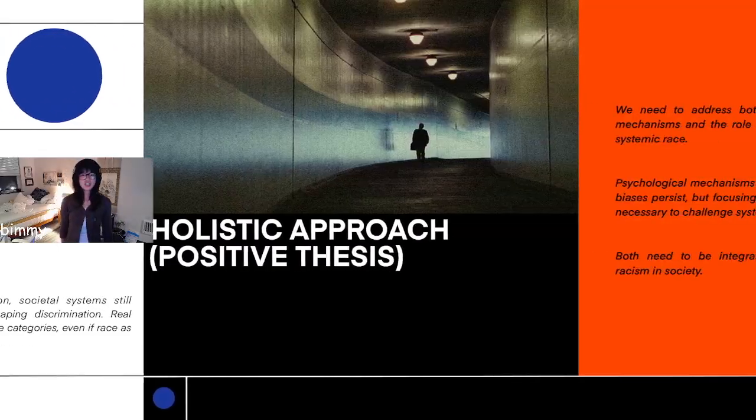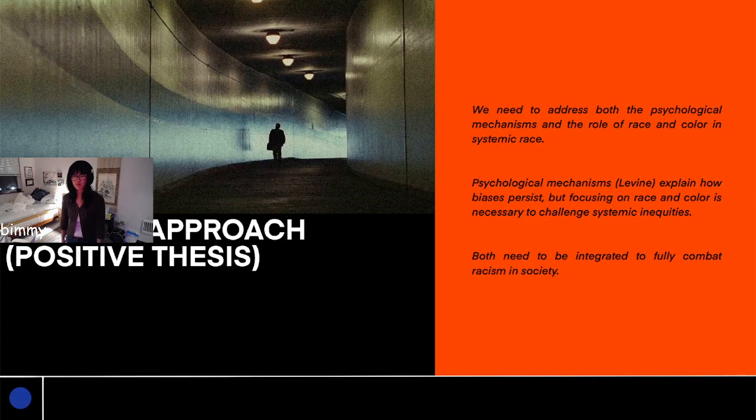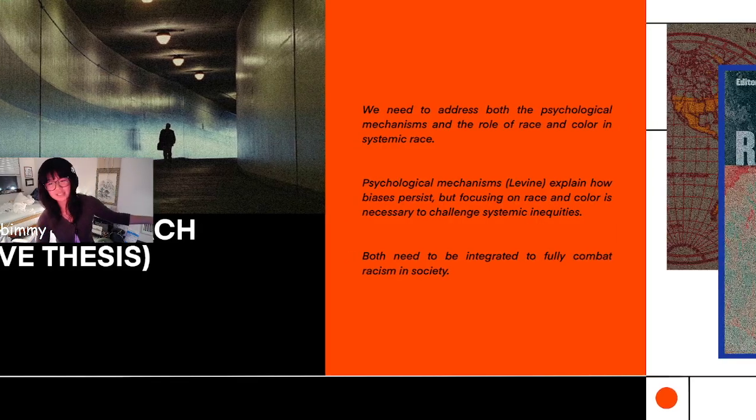So pretty much the approach I want to take is that we need to address both psychological mechanisms and the role of race and color in systemic racism, because psychological mechanisms, like the ones Levine talks about, explain how biases persist, but focusing on race and color is necessary to challenge systemic inequalities. Both need to be integrated to fully combat racism in society.